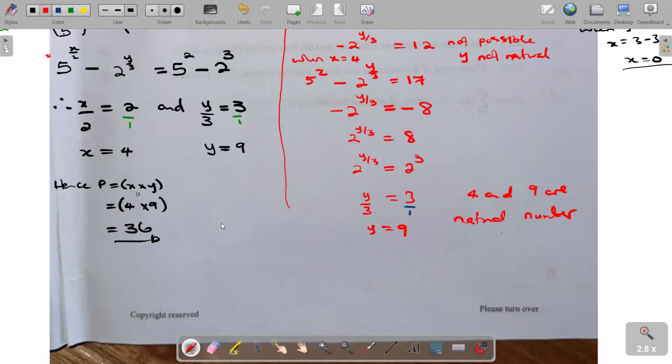So we just come and substitute there. Therefore, p equal to x times y will be given by 4 times 9, which is equal to 36.